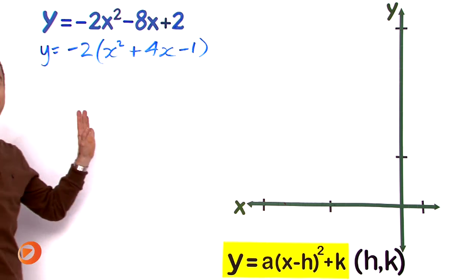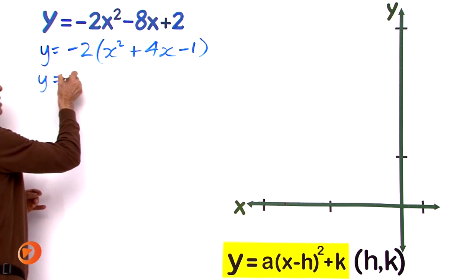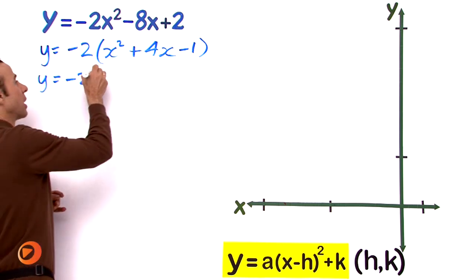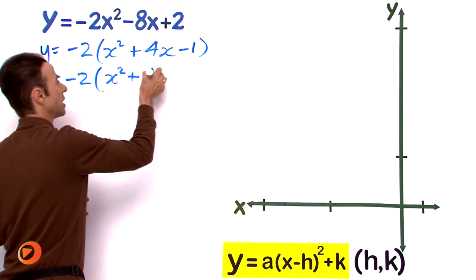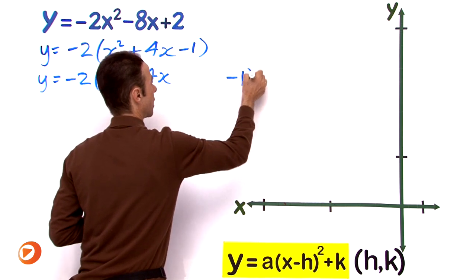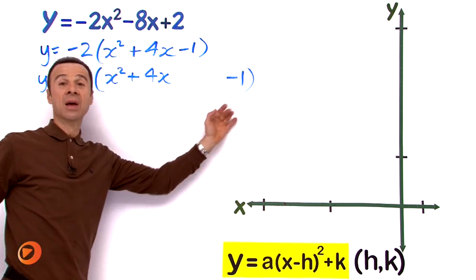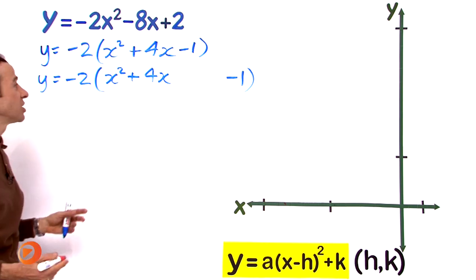Okay, now we're going to set it up so we can complete the square. So now we'll have y equals negative 2. And we're going to put brackets here. x squared plus 4x. And take that negative 1 and drag it out over here, like that. We're going to leave this little space over here because it makes it easy for us to complete the square. All right, here's the process.